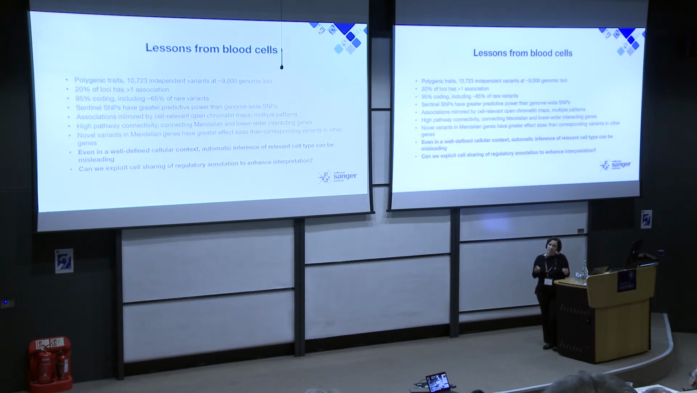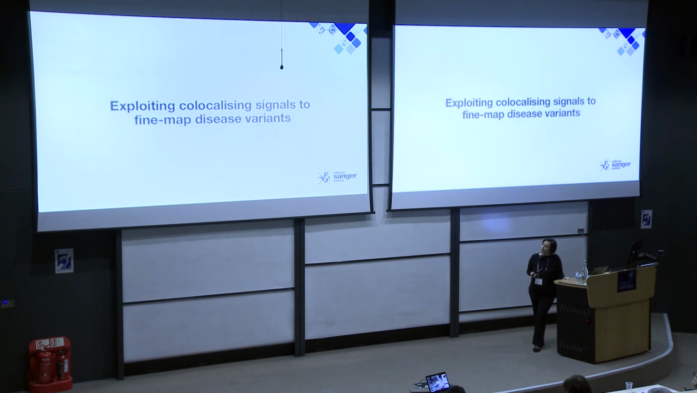So there are many lessons learned from blood cells, and what I certainly want to emphasize is that even understanding the exact cellular context that is relevant for a phenotype is not enough to really use a regulatory annotation to annotate disease variants. But there is certainly a possibility of exploiting this sharing of regulatory annotation to enhance interpretation. So the second and third vignettes are much shorter.